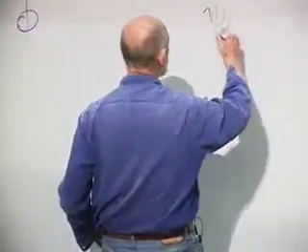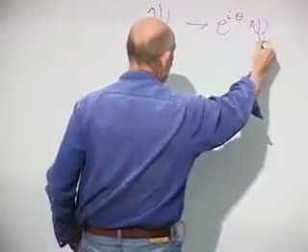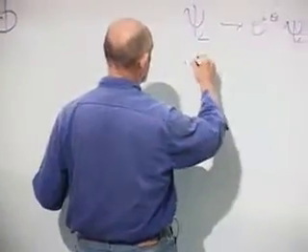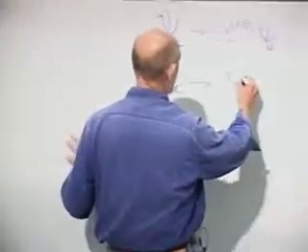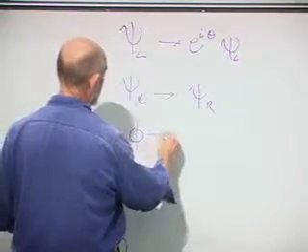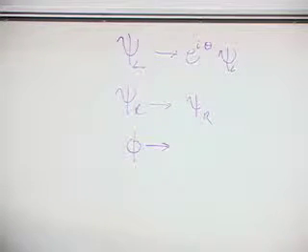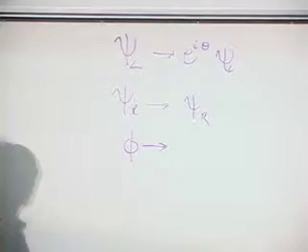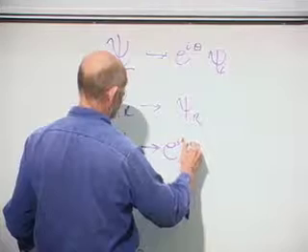Under a U1 transformation, psi left goes to e to the i theta psi left. Why? Because left-handed electrons are charged. What happens to psi right? Somebody yell out. It just goes to psi right. It doesn't transform at all. And what happens to phi? It's charged by assumption. Let's say it goes the same way as this one, e to the i theta phi.